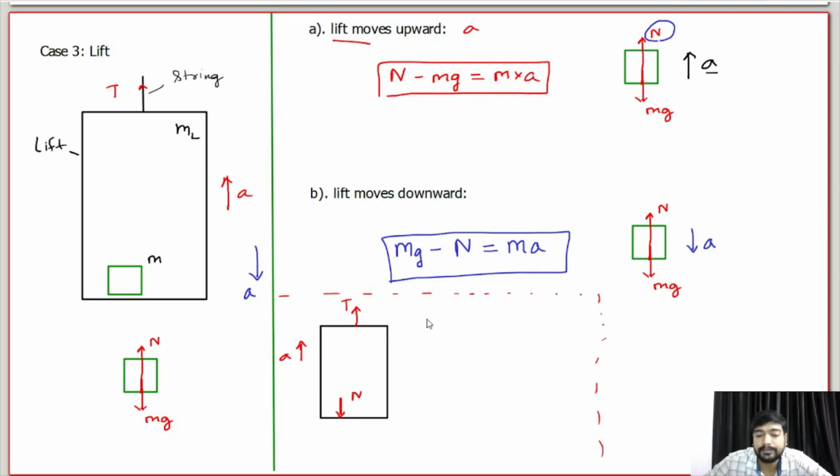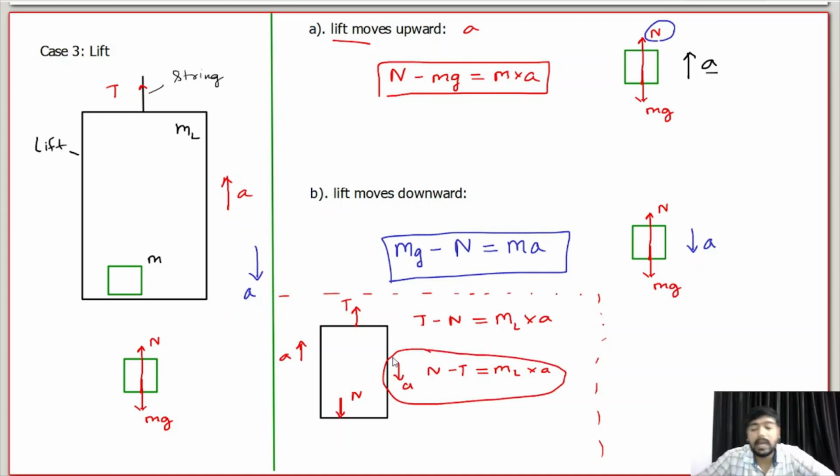The equation for moving upward will be T. The force taking it upward is T, so T minus N equals the net force. Net force equals mass into acceleration. Mass of the lift is ml into acceleration a, by which it's moving upward. And if it's moving downward, then the equation will be N minus T equals ml into a, right? For this case.